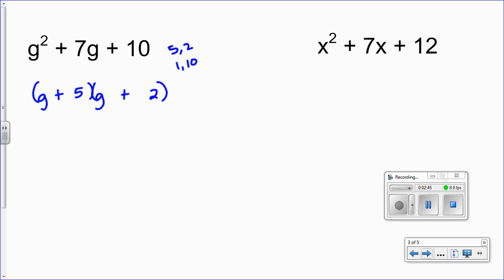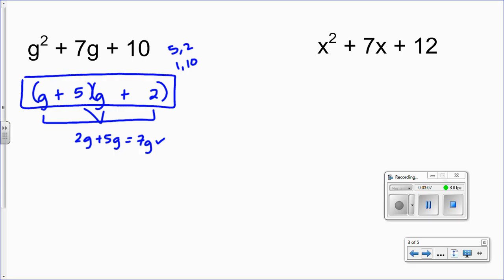Let's check our outer and inner. So the outer is 2g. The inner is 5g. That does give me 7g. Okay, so this is correct. Okay, pause and try the next one.